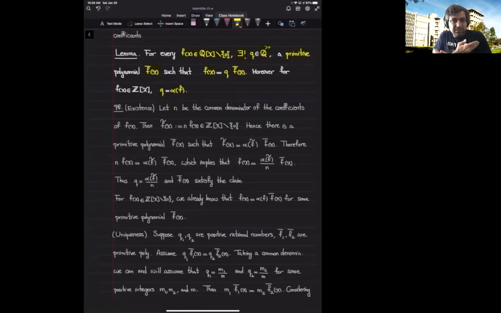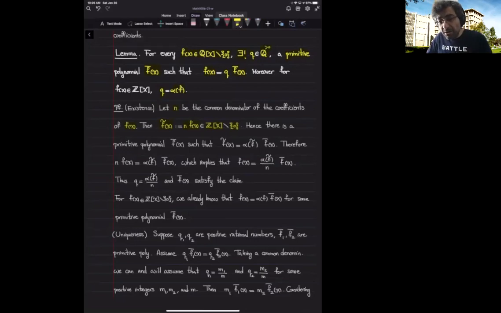That means we can just clear the denominator. Suppose n is a common denominator for all the coefficients of f. When I consider f tilde, which is n times f, I end up getting an integer polynomial which is not zero.